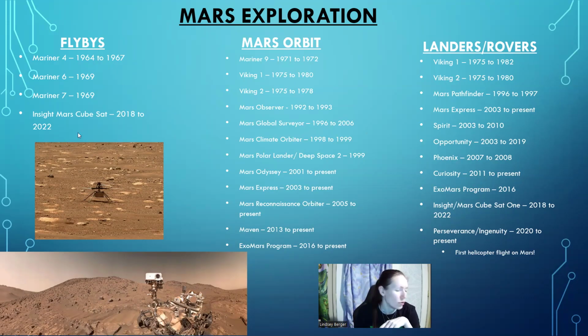The orbiters, lots of orbiters. It's how we've gotten lots of good data from the surface. We've got lots of good images of the surface. There's several that are still active. Look toward the bottom there.